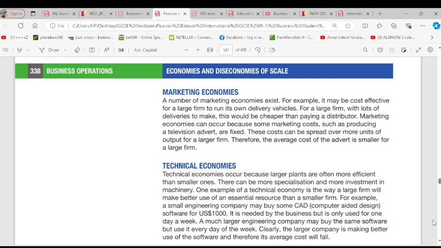But for a big company, a big business, you have a different product portfolio, different products available, different services you render. So they can use the same advert for all. They can use the same time frame, the same timeline to advertise all your products. So the cost of advertisement can be spread across all your products, unlike a small business.